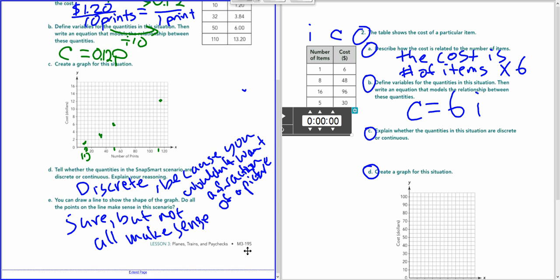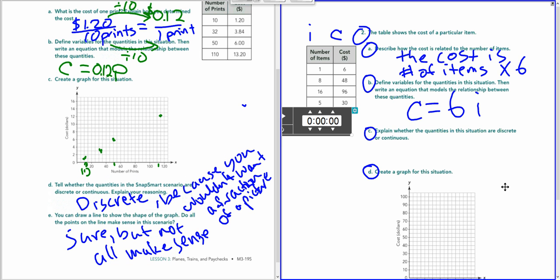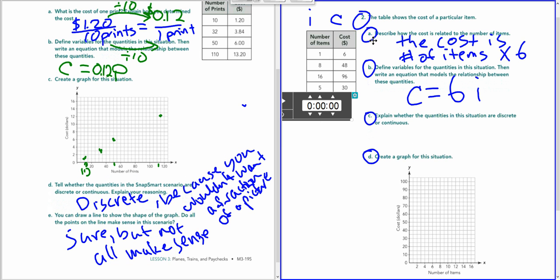Okay? So over here on the next page is part of your assignment. This is page 196. All right, and you can see I'll kind of work through some of this. Describe how the cost is related to the number of items. Well, if I go over here, the number of items, 1, is equal to a cost of $6. So what does that mean? Well, the cost is the number of items times 6. So if I take the number of items and multiply by 6, I would get my cost.